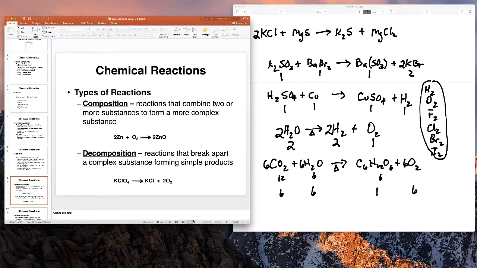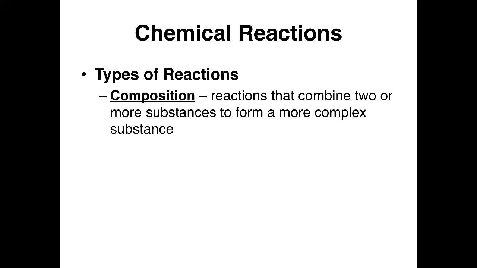Now let's move on and look at the different types of reactions. There are 4 common types of reactions that we talk about. There are more than 4 types, but there are 4 types that I will introduce you to. The first is the composition reaction. A composition reaction is a reaction that combines 2 or more substances together to form a more complex substance.